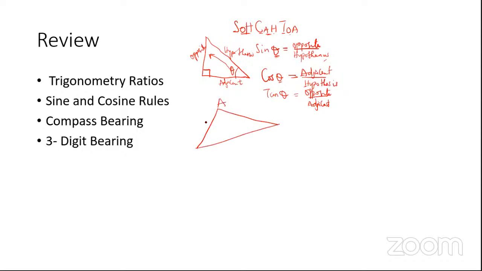We call this A, B, C. The first thing is trying to label our sides. All the angles are labeled already. This is this, this is this. So now to get the sides labeled, you look at the side opposite to angle A, called small a. We also call it the corresponding side to angle A.